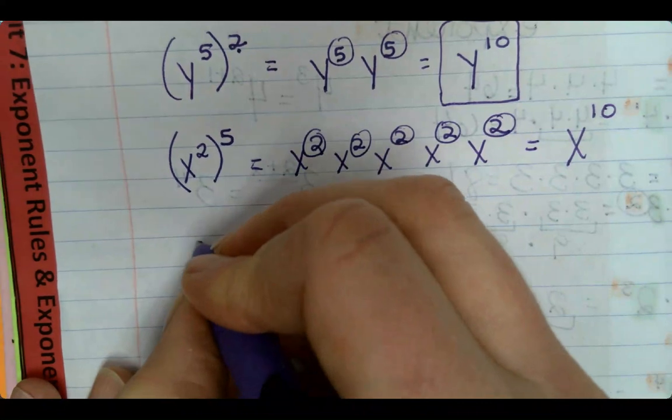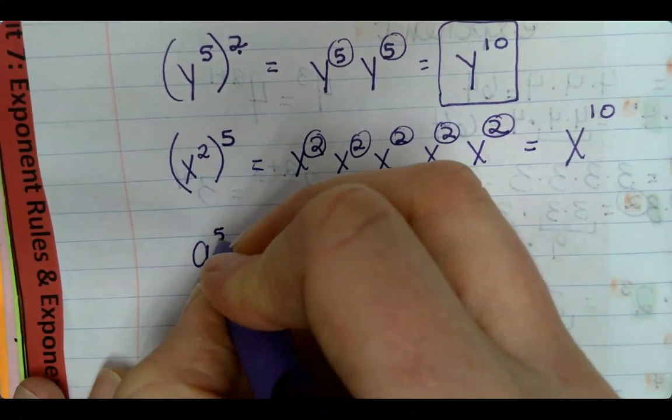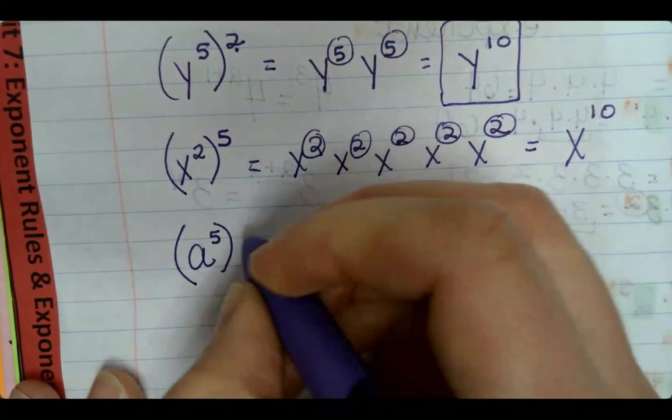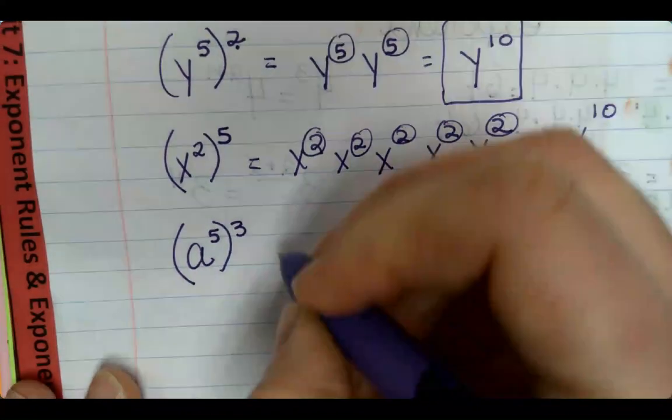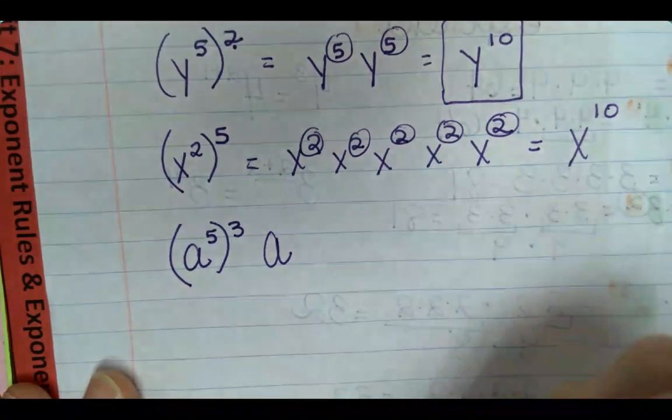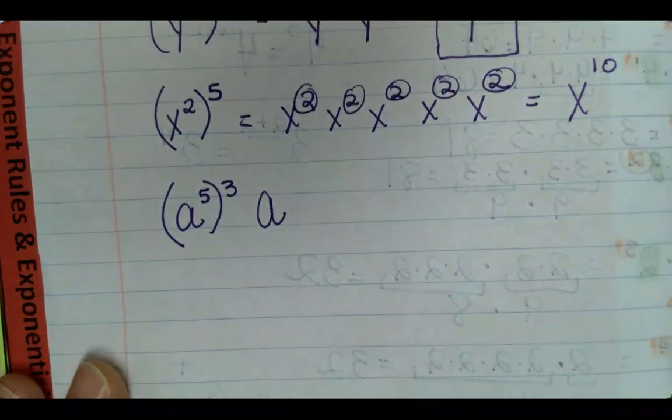Okay, let's do another one. A to the 5th to the 3rd power. And then A by itself.